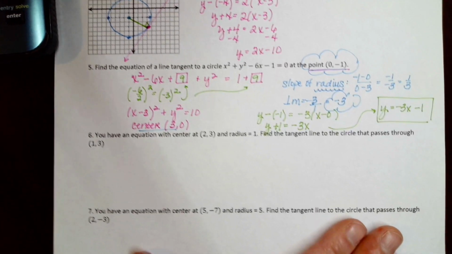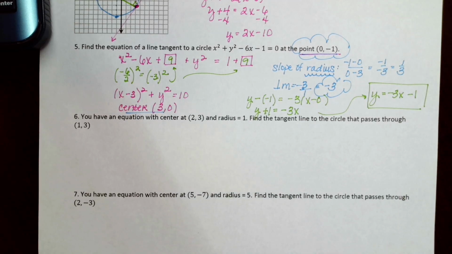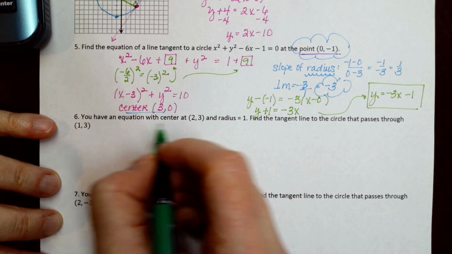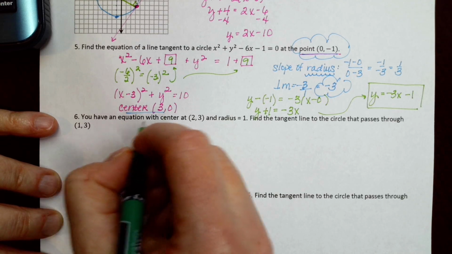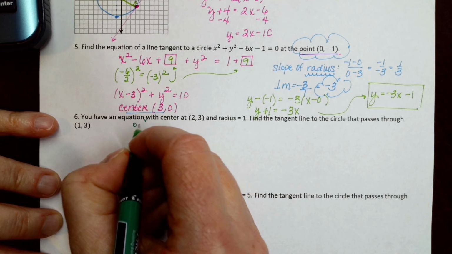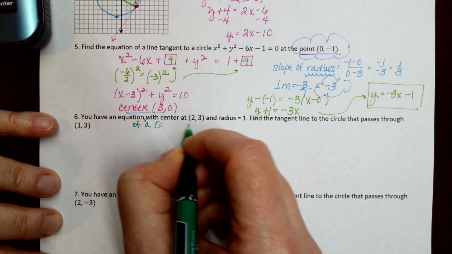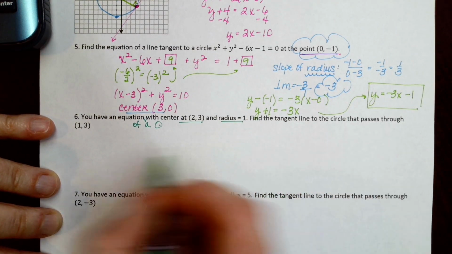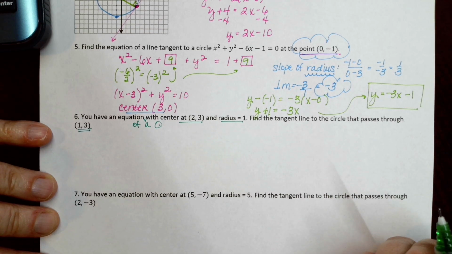Okay, number 6. We could ask it the same way, same idea, but with slightly different variation on the wording. So now we've got an equation of a circle. I think they forgot that part. An equation of a circle, with the center at 2, 3, radius of 1. Find the tangent line to the circle that goes through that particular point.